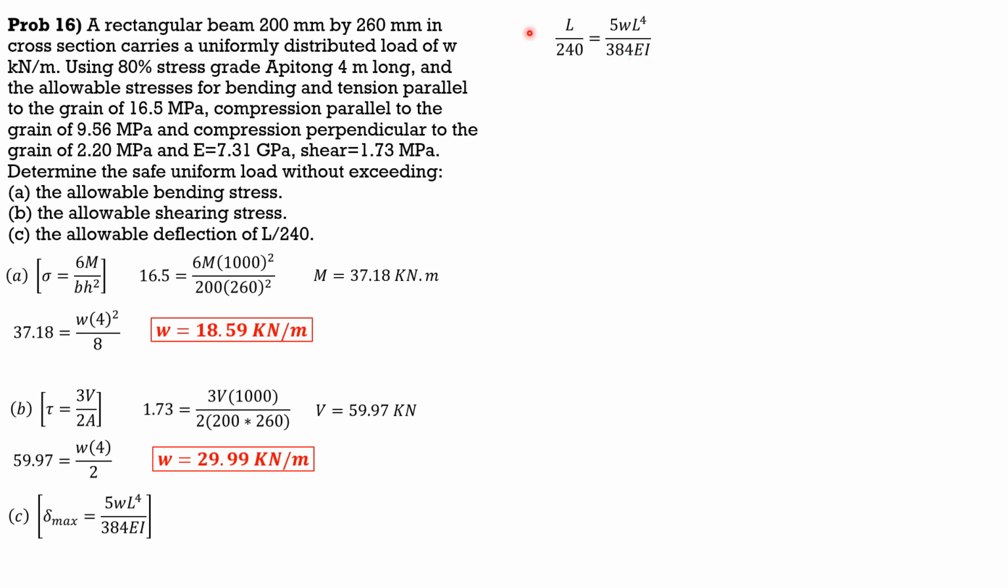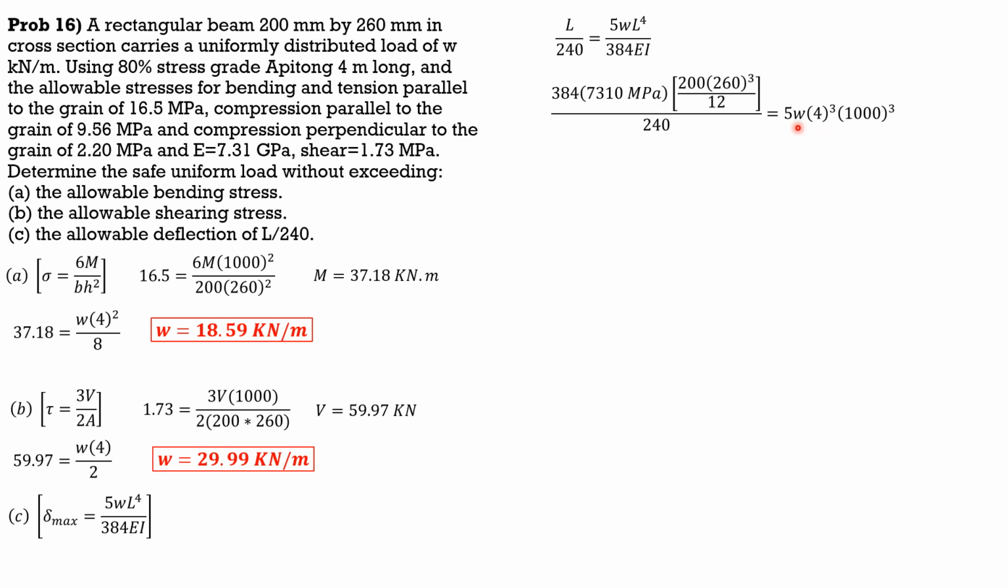So let's cross multiply and cancel L. So 384 times E, 7350 megapascals, times I, 260 cube over 12, over 240 equals 5W times L cube times 1000 to the fourth. Because W is in kilonewton per meter and length is in meter, kilonewton per meter times meter cube is kilonewton meter square.